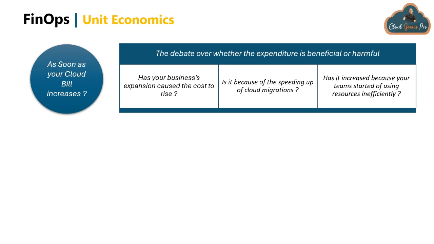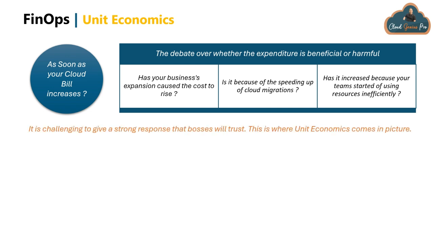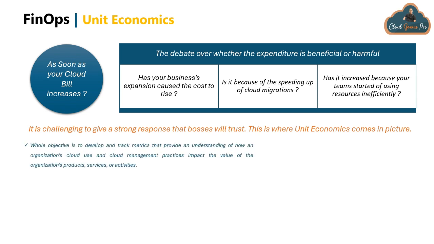You cannot justify that. So ultimately, the answer to all this is unit economics, and unit economics comes into the picture when all these questions arrive. The whole objective of unit economics is to develop and implement certain metrics which will help you understand how you are using and consuming the cloud. These metrics could be defined at an organization level or cost center level. It's up to the organization. A few examples of these metrics are cost per storage, cost per EC2, or cost per Lambda. I will explain this.